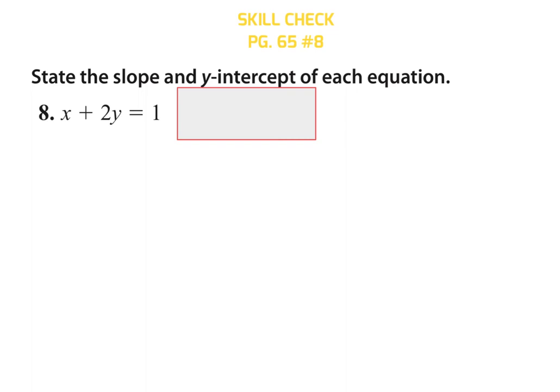All right, questions on that? Find this real quick. State the slope and y-intercept. You do not have to graph it. I just want you to give me the slope and the y-intercept.